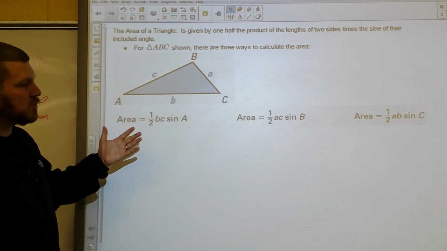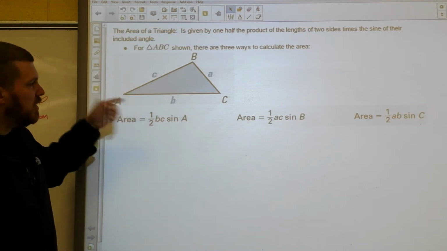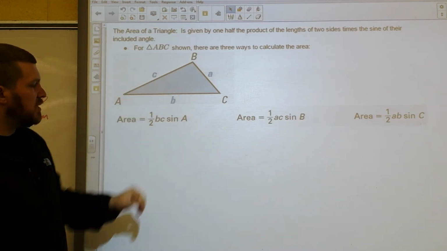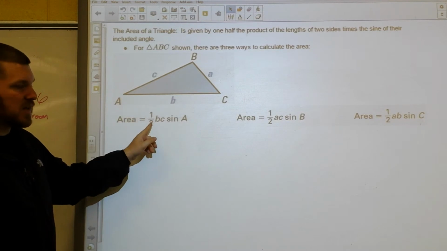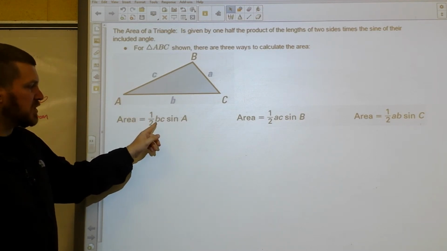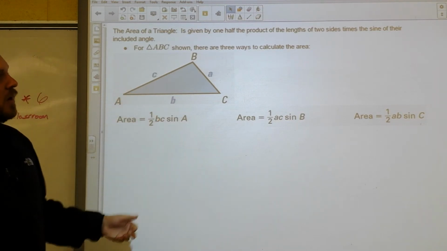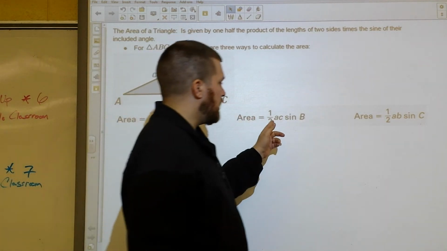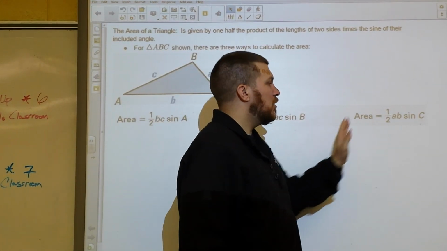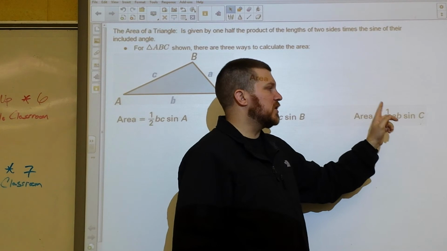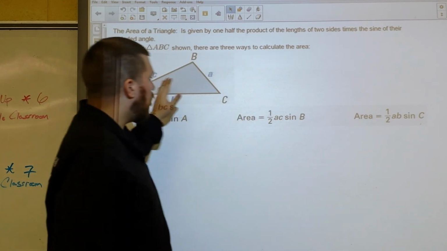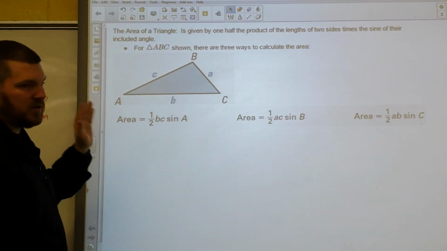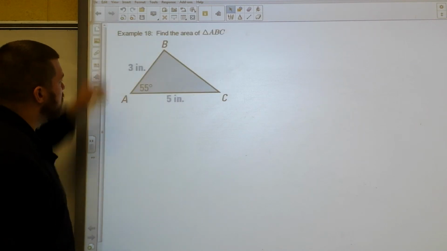And there's 3 ways to write it based on whatever pieces you're given. So for a triangle ABC, you can say 1/2 times the length of B times the length of C times the sine of A. Or 1/2 times the length of A times the length of C times the sine of B. Or 1/2 times the length of A times the length of B times the sine of C. It's all based on what information you're given in the problem. So let's move on and do an example.